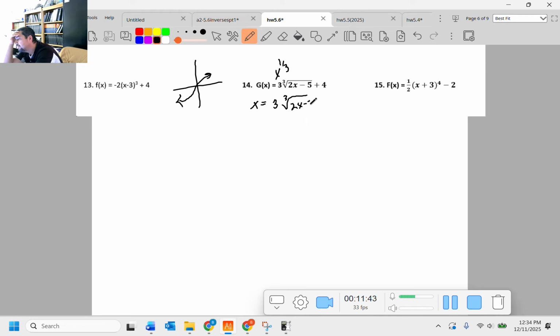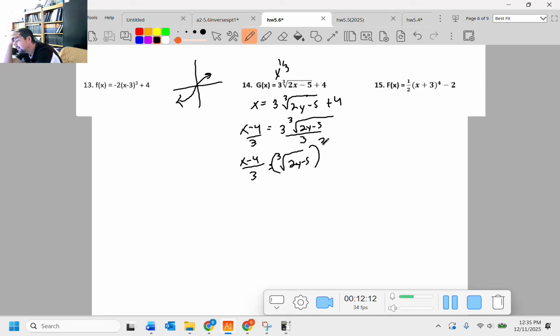The algebra on this one, who knows? It ain't going to be too pretty. That x should have become a y. I got ahead of myself. And then plus 4. Baby steps first. Subtract 4. X minus 4 is 3 cubic roots of 2y minus 5. Write small, by the way. Next move, divide by 3. X minus 4 over 3 is the cubic root of 2y minus 5.